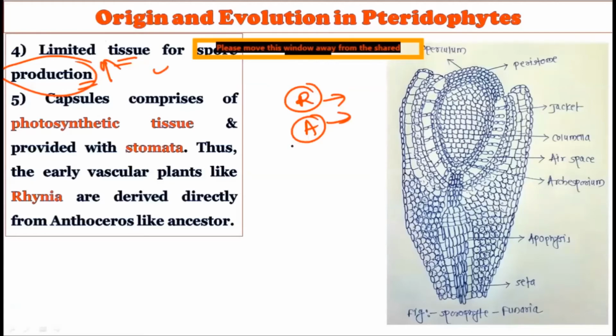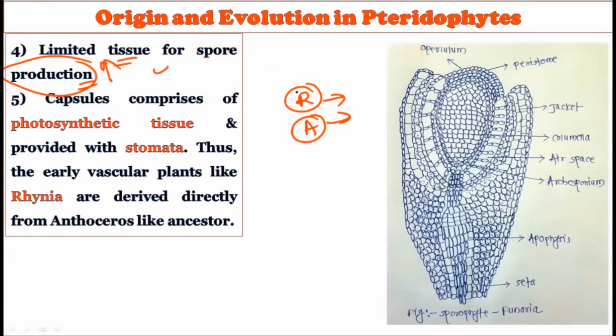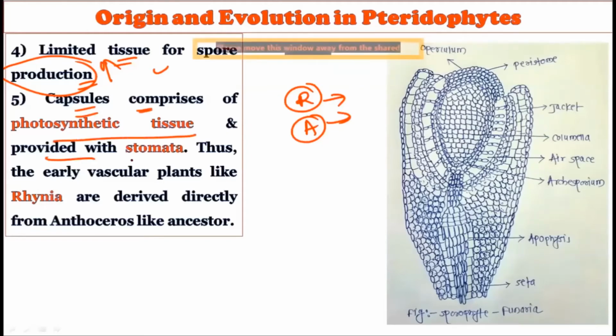As you already know, we have discussed sporophytic evolution in the bryophytes. In these, sterility is there and limited tissue is available for the production of spores. This is also true for Rhynia. Now see, the capsule comprises photosynthetic tissue and is provided with stomata. Of course, whatever the capsules are, they show the presence of photosynthetic tissue, plus there is a presence of stomata, and this makes them very similar to the sporophyte of Rhynia or the early vascular plant. Thus, the early vascular plants like Rhynia were derived directly from an Anthoceros-like ancestor.